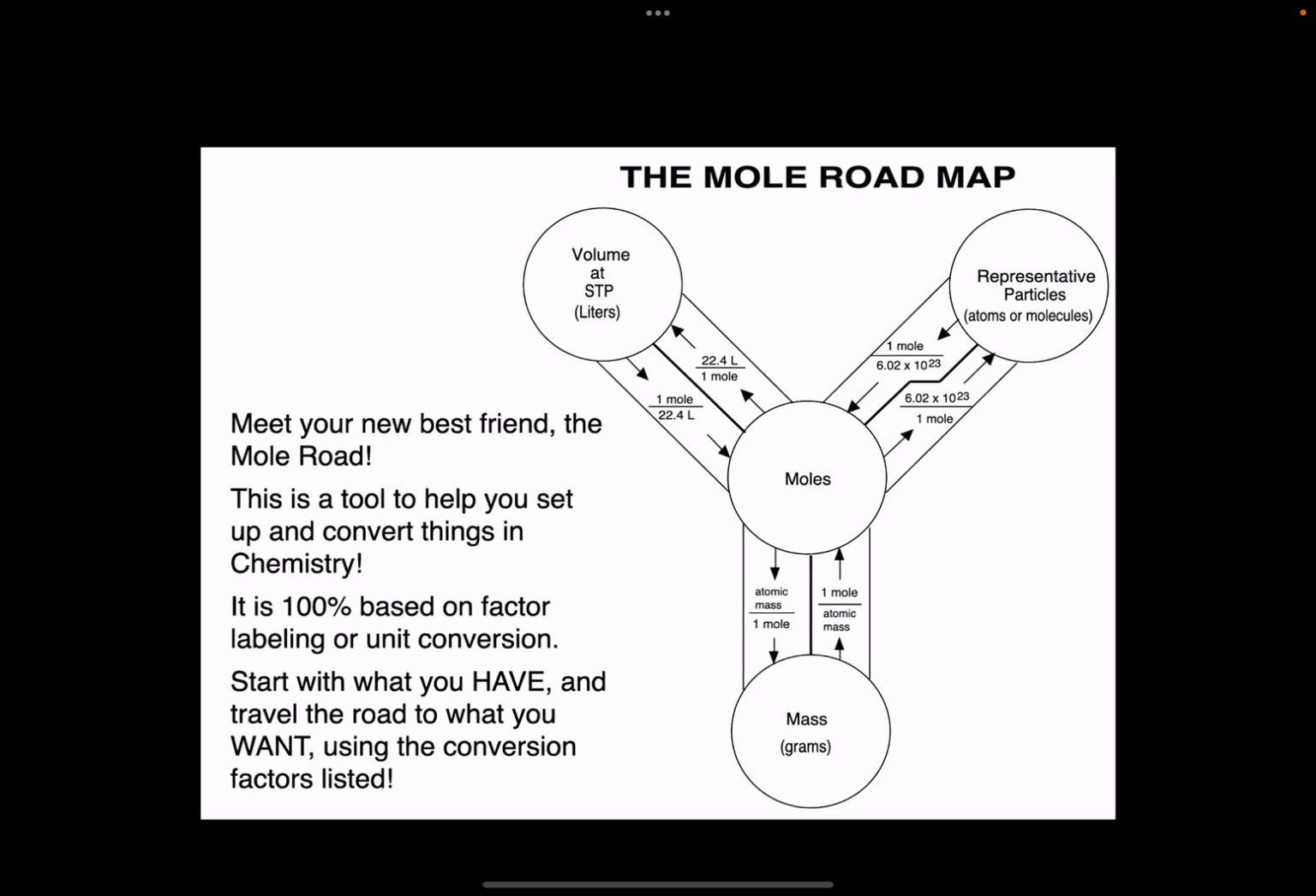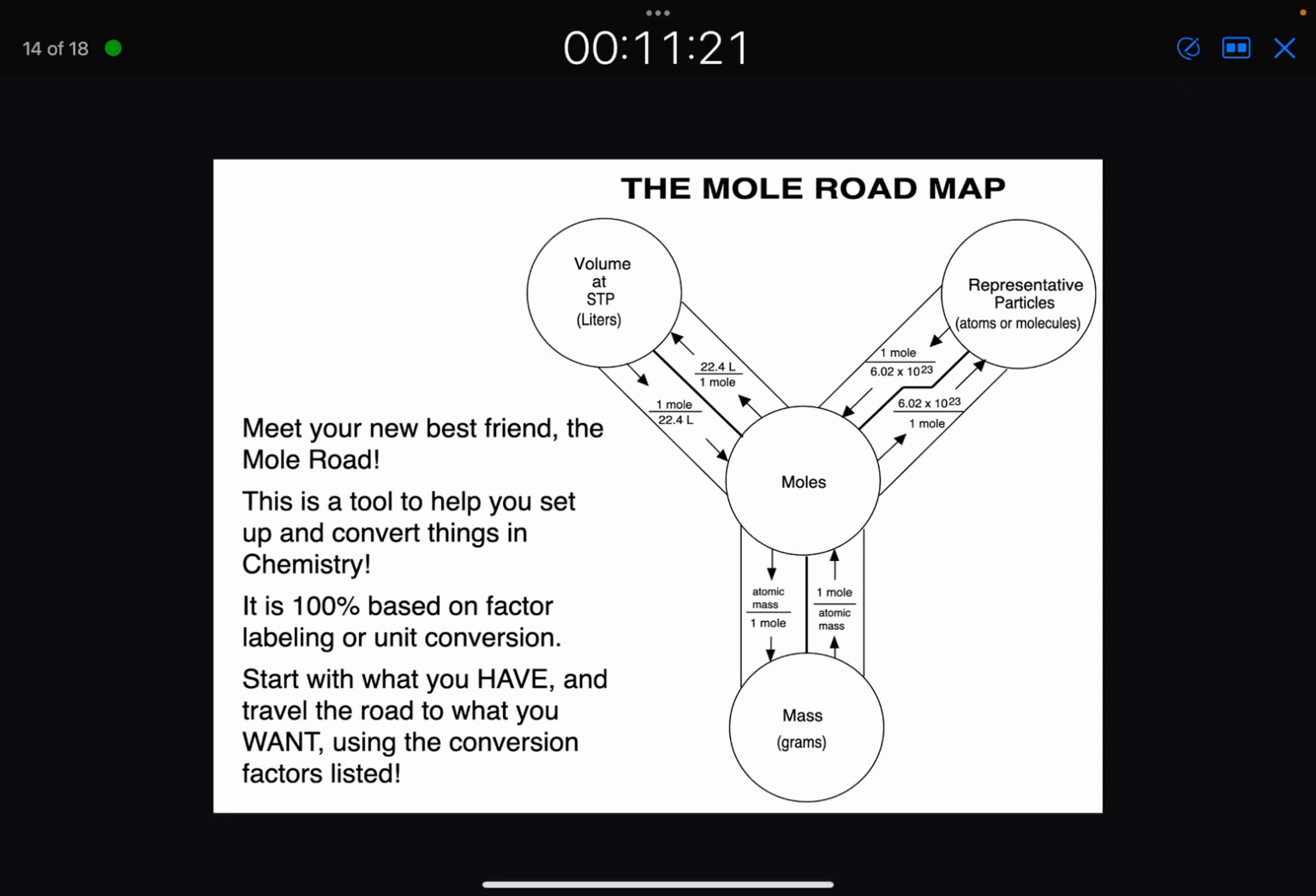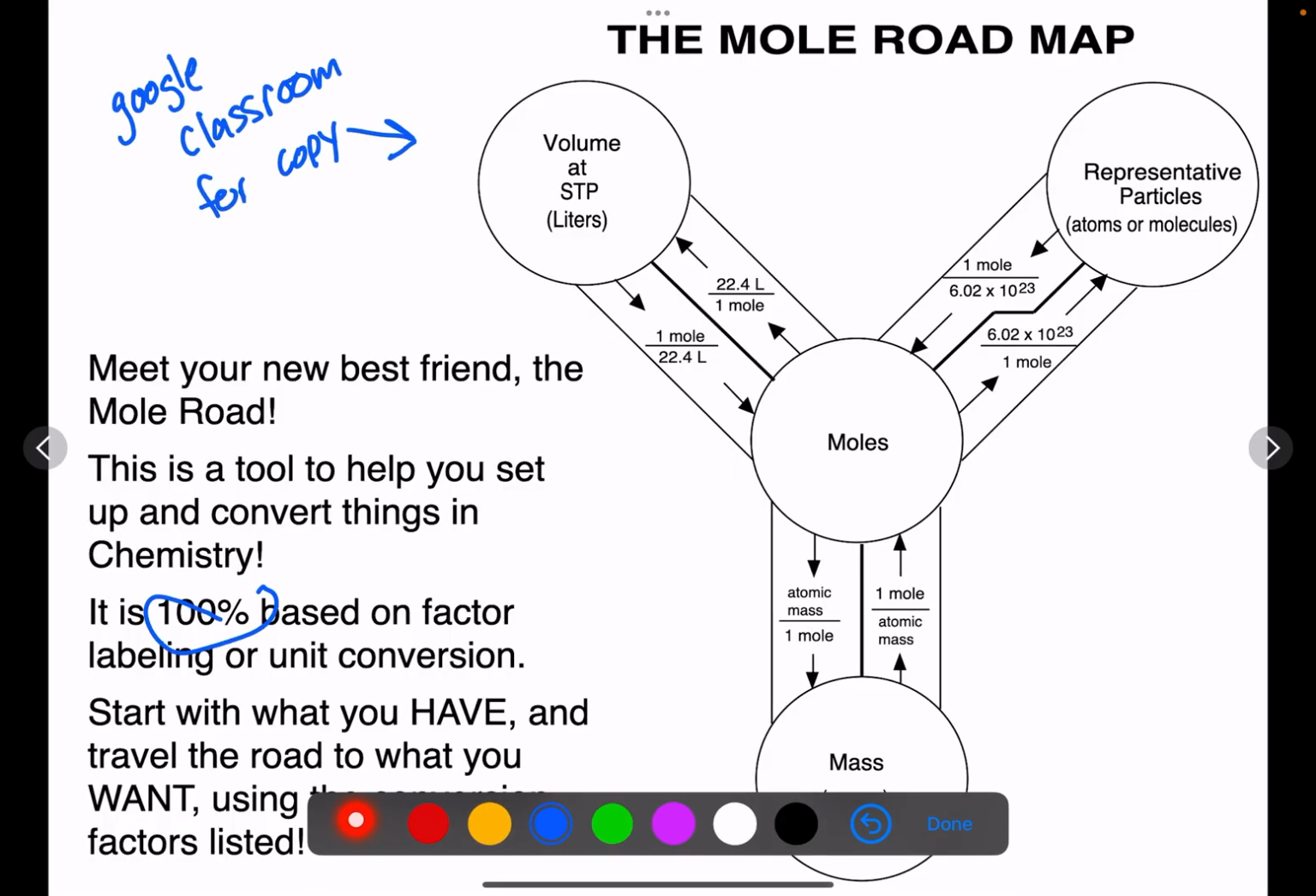So what is this? It is just a way to navigate conversions. It's just a tool. It's 100% based on factor labeling or unit conversions. It works with starting with what you're given, and then you travel to what you want using the conversions listed. Now, so far, we've not dealt with volume, so you can ignore this arm of the road. We'll come to that one after break.